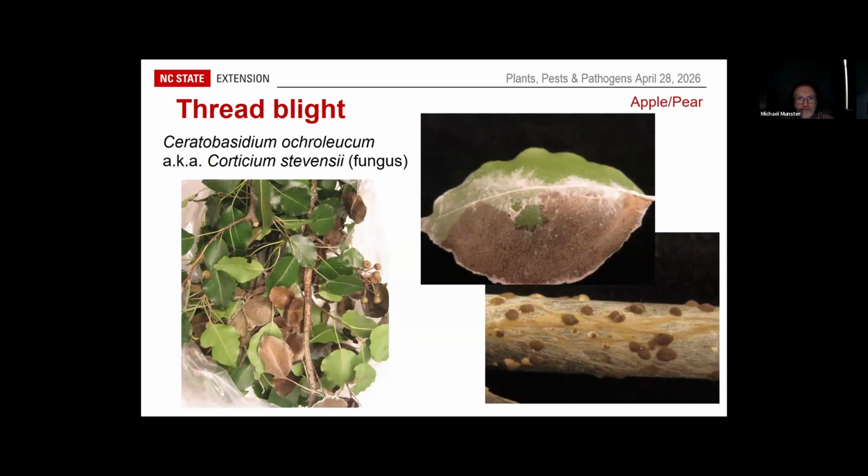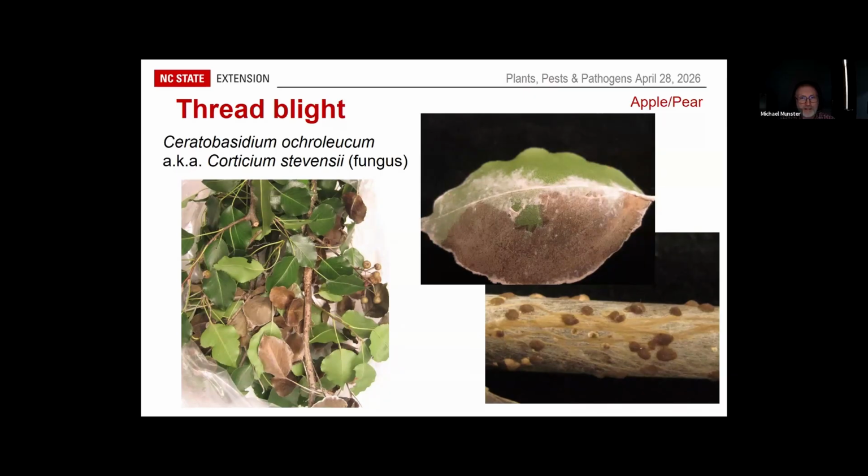This is caused now by a fungus, and I don't usually put in two different names for things, trying to avoid confusion, but this one I decided to because you may have heard it by the Corticium name, Corticium stevensii. But Ceratobasidium ochroluscum is the accepted name now, as far as I know. And this is more of a summer disease.